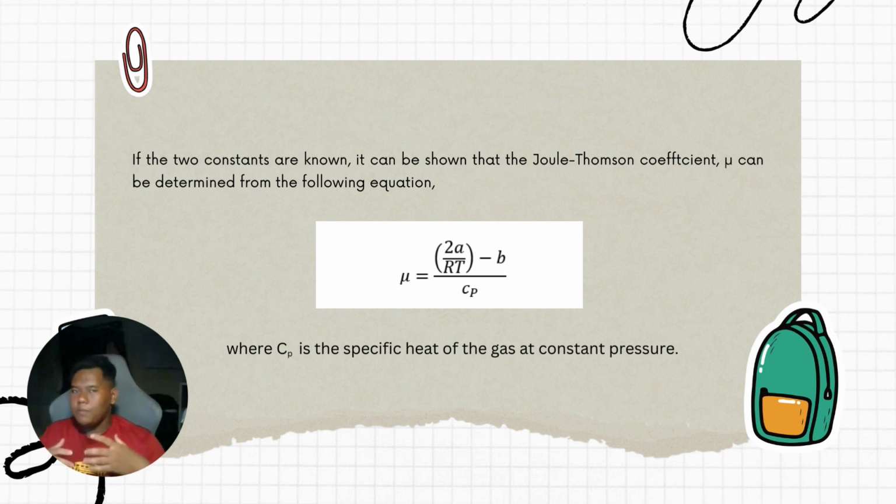From the previous slide, where I explained the van der Waals equation, if the two constants are known, it can be shown that the Joule-Thomson coefficient can be determined from the following equation, which is (2a/RT - b)/Cp, where Cp is the specific heat of the gas at constant pressure.